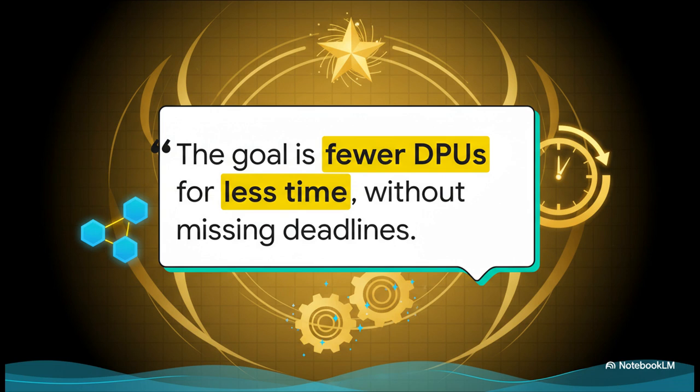This is our mantra. We're not just trying to slash costs for the sake of it. The real goal here is peak efficiency, using fewer compute resources for a shorter amount of time, all while making sure our critical jobs still finish when they're supposed to.